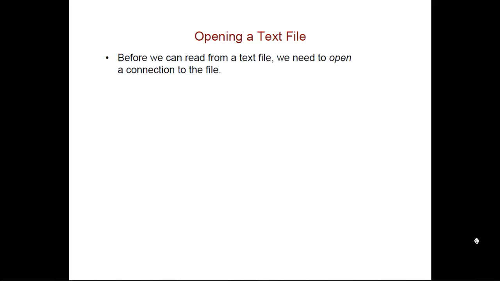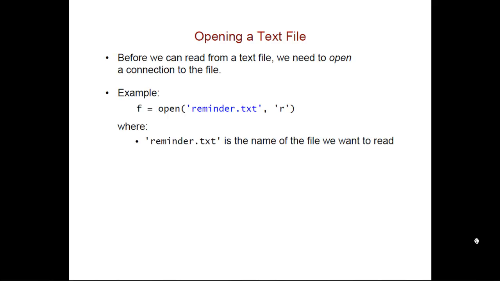In order to read from a text file, we have to start by opening a connection to it, and we do that using a function called open. The first input to open is the name of the file that we want to read from, and that's given as a string. And then the second input is the string "r", which indicates that we want to read from the file as opposed to writing to it or something else.